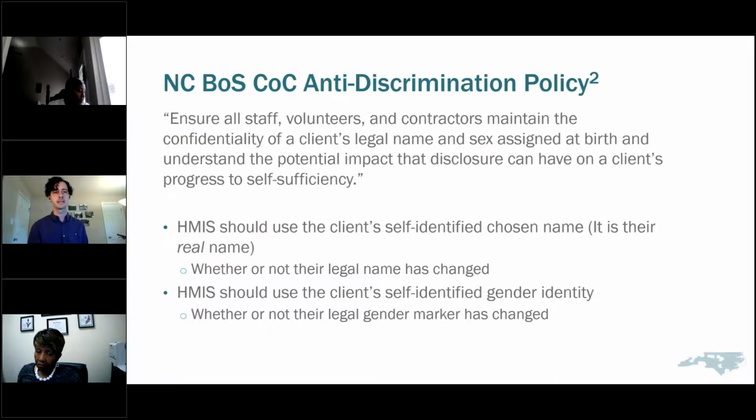And so again, part of the policy reads that you are to ensure all staff, volunteers, and contractors maintain the confidentiality of a client's legal name and sex assigned at birth, and understand the potential impact that disclosure can have on a client's progress to self-sufficiency. So for HMIS, this means that HMIS should use the client's self-identified chosen name. It is their real name. This is different than necessarily a nickname. When someone is telling you that that is their real name, that's what you can put in HMIS. It doesn't matter if that's their legal name. And you should always put a client's self-identified gender identity into HMIS, whether or not they have had any legal gender marker on their ID or whatever changed. Again, it's very hard to do that.